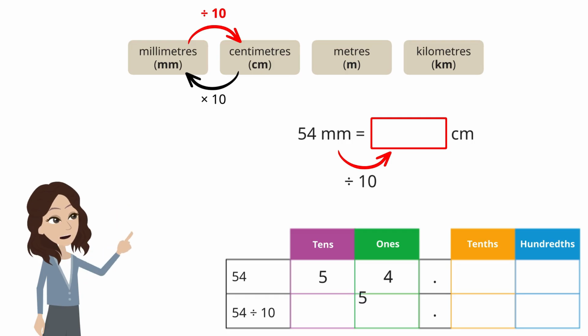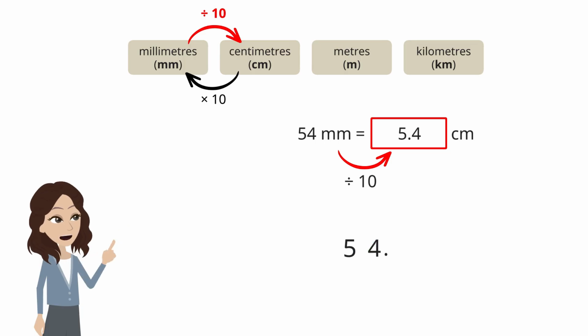The digit 5 shifts from the tens place to the ones place. The digit 4 shifts from the ones place to the tens place. 54 divided by 10 is equal to 5.4. So, 54 millimeters is equal to 5.4 centimeters.